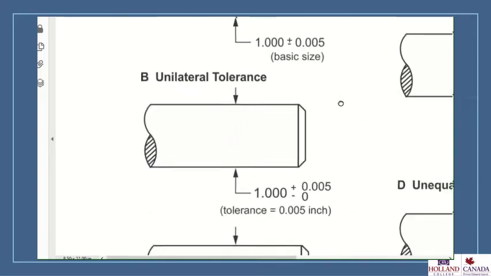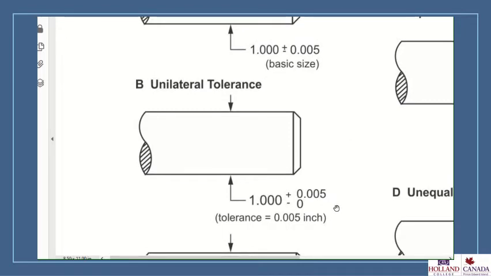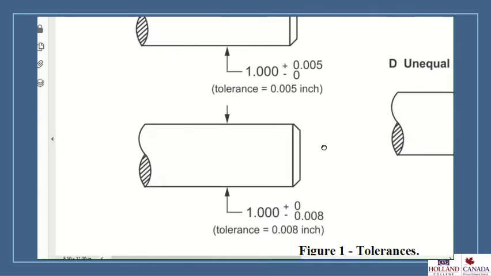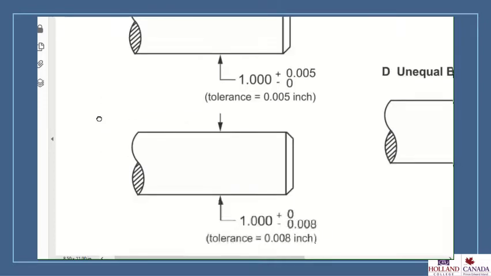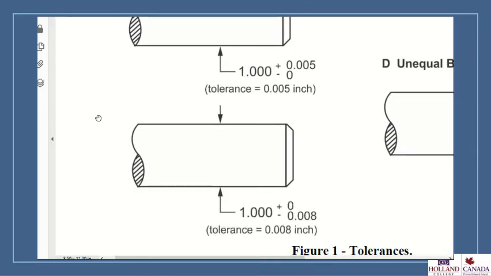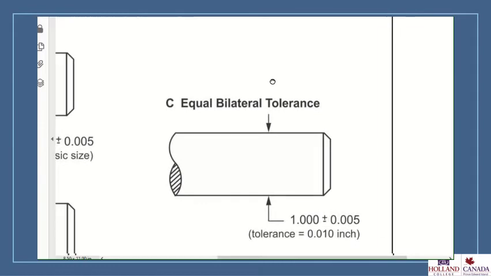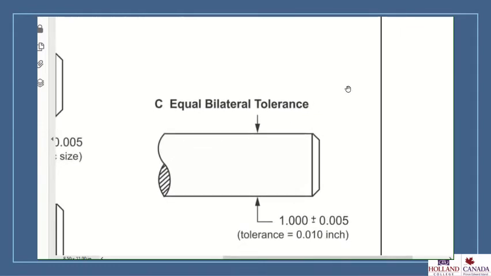Figure B. We have a unilateral tolerance, plus 0.005 inches minus 0. It's unilateral, it's only in one direction. So this one can be bigger by 0.005 inches. The other part of Figure B is also a unilateral tolerance because it's plus 0 minus 0.008 inches. So it can only be smaller. So only in one direction. That's a unilateral tolerance.